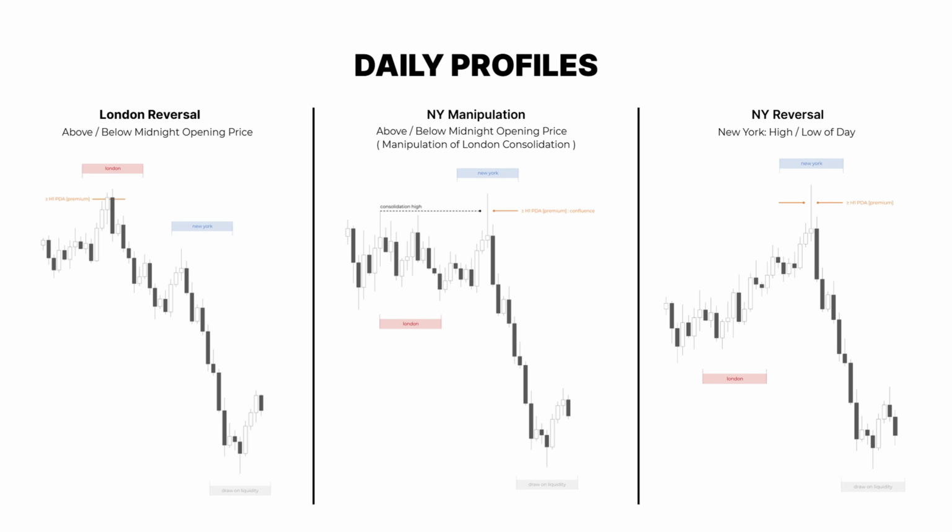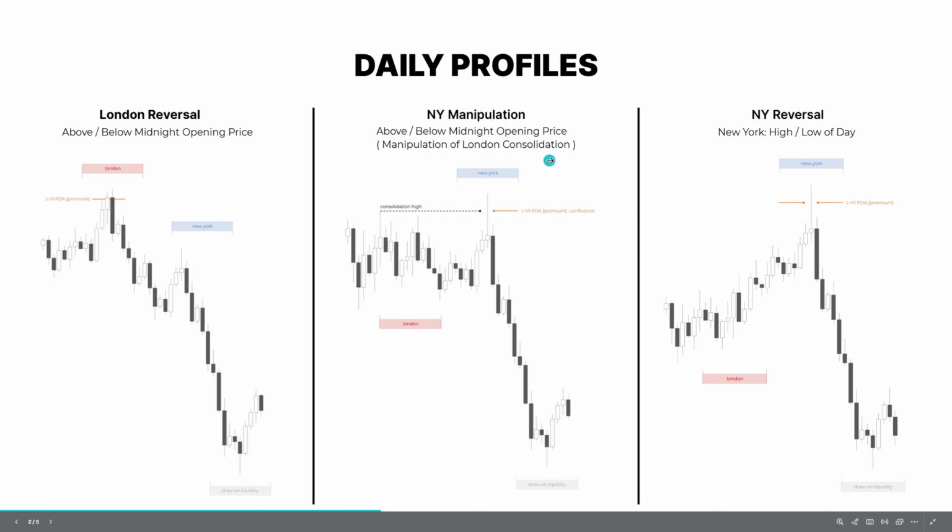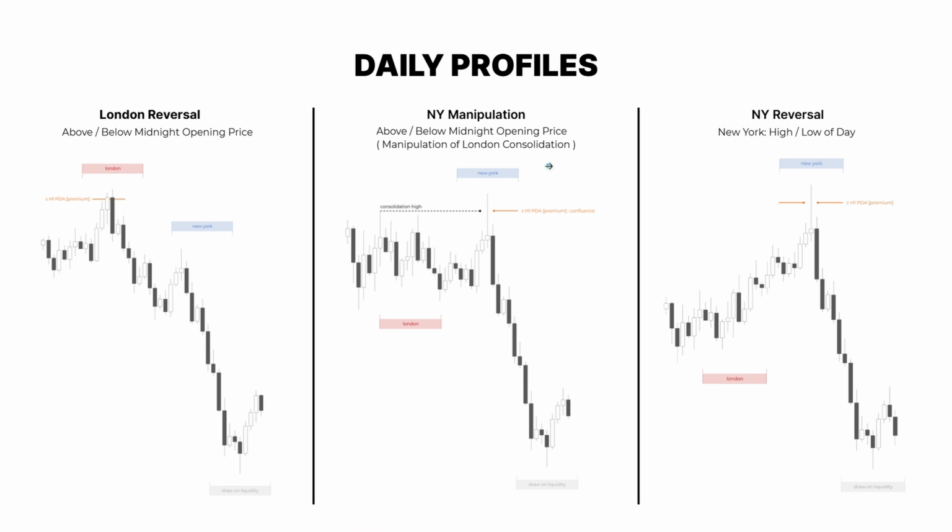Let's hope it does. Then we see New York manipulation. It's the same concept as London reversal. Thing is that New York manipulates the London consolidation high or low, depending on what you want to see, right? So in this case, we see that New York manipulates the consolidation high, closes back inside the range, creates a change in the state of delivery, and displaces lower during New York.